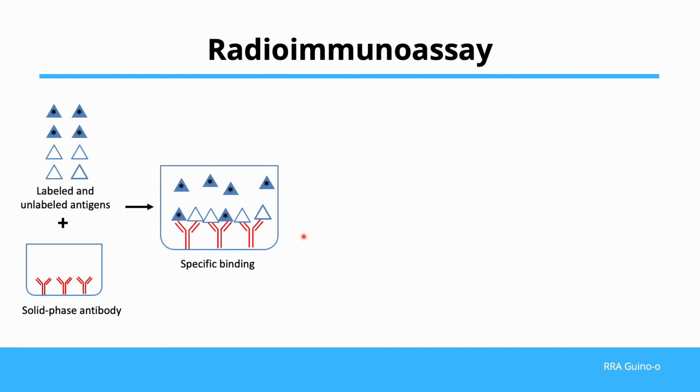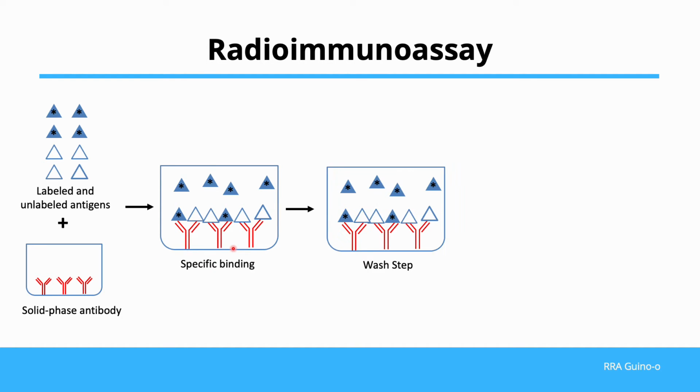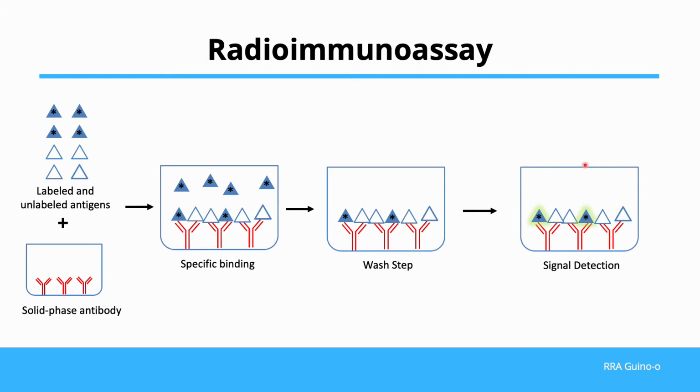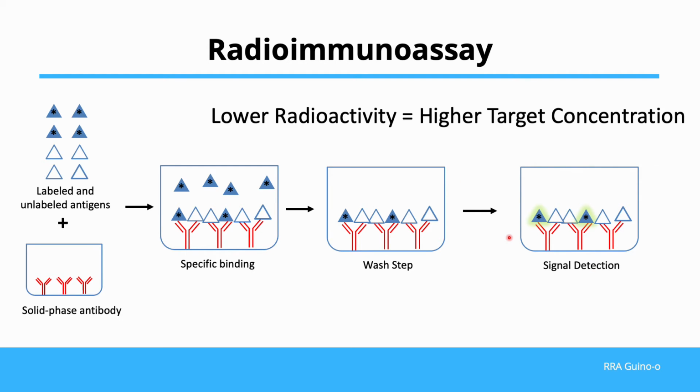So in this figure, you can see that only a few radioactive antigens are attached to our different antibodies. When we wash off the unlabeled reactants, only a few remain attached on the antibody. So when we detect the signal, there will be a lower radioactivity signal. And this means that the lower the radioactivity, the higher the target concentration.